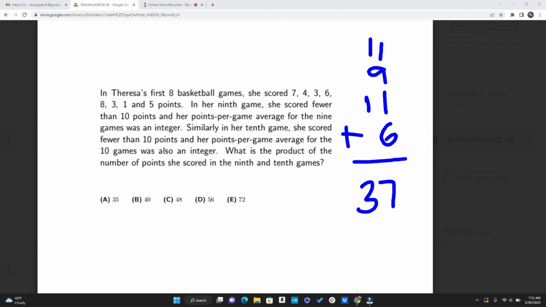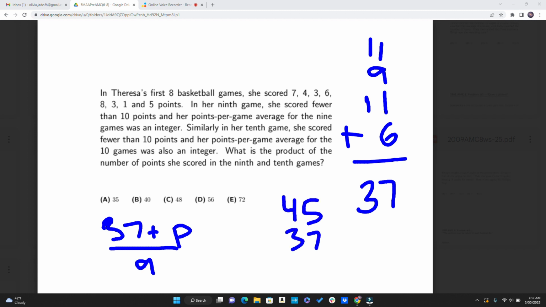Then in her 9th game, she scores some number of points. So 37 plus P, the number of points she got in the 9th game, divided by 9 has to be an integer. So what does the number of points have to be for 37 plus that number to be divisible by 9? If she scored 0 points, we've got 37 over 9, and that is not divisible by 9. We want to get to a multiple of 9. The next multiple of 9 after 37 is 45. 45 is 5 times 9. So we want to get to 45.